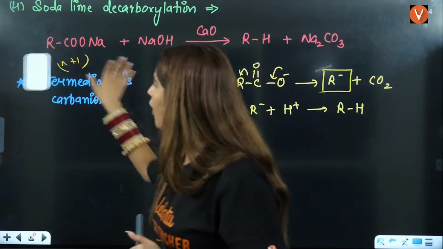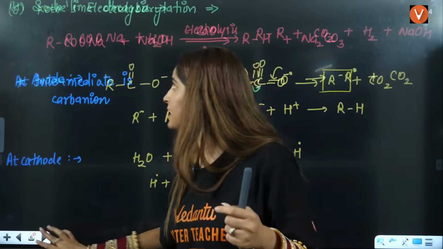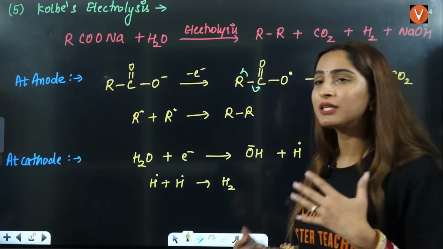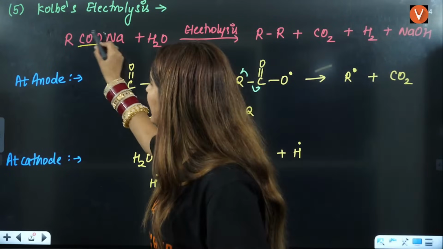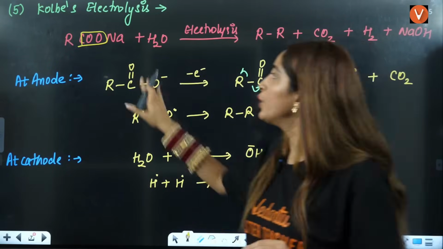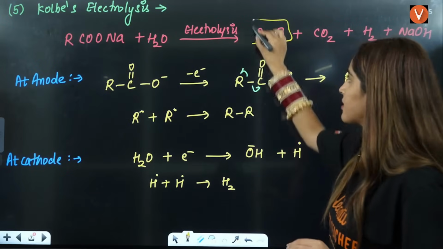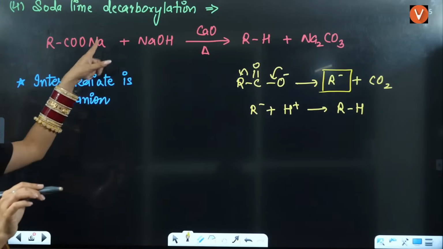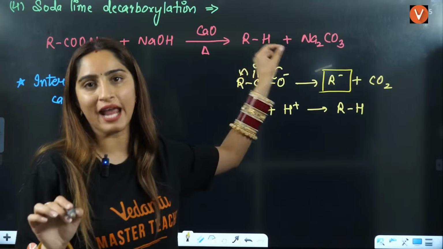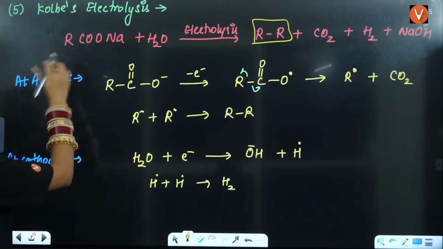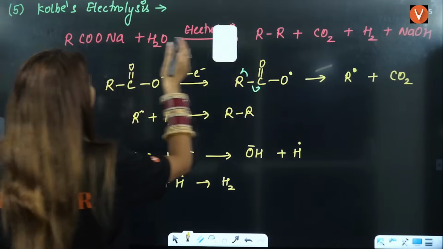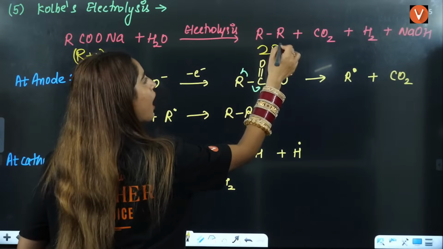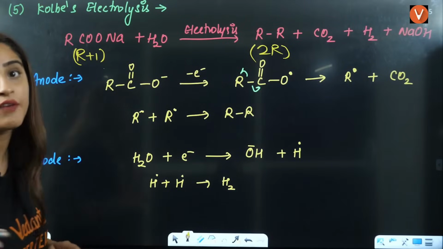But if we talk about Kolbe's electrolysis, in this case, things will change. How will the things change? Here also you are taking out carbon dioxide, but you have the formation of RR. Okay? In soda lime decarboxylation, the same reactant you had, but you had the formation of RH. But in this case, you have the formation of RR. That means if here you have R plus 1 number of carbon, here you will have 2R number of carbons. That is very, very important.